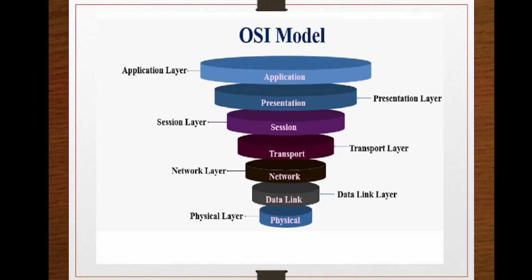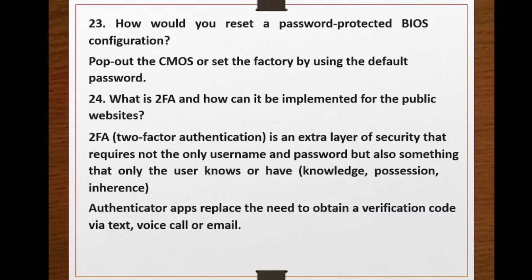So these are the basic 7 layers in the OSI reference model: the physical layer, data link layer, network layer, transport layer, session layer, presentation layer, and application layer. Major traffic flows through the transport and network layers, so you need more knowledge of those. How do you reset a password protected by BIOS configuration? Pop out the CMOS battery or set the factory default password.